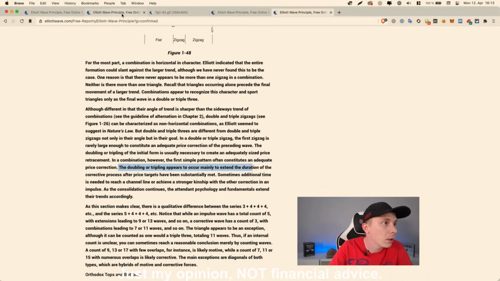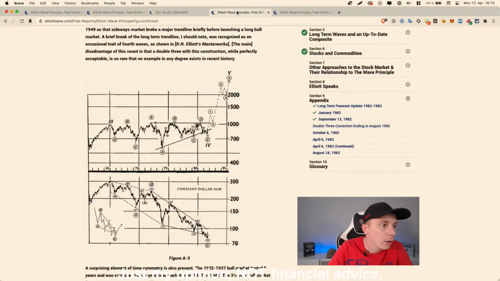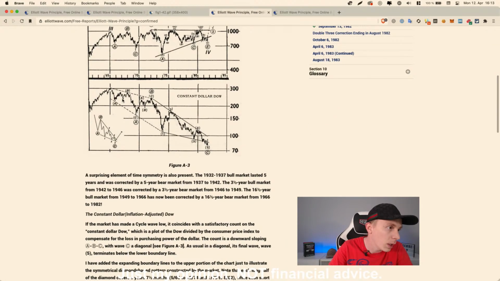So I want to go back here to the example, not this one. Did I close that page actually? Yeah, this one. So that's one example where Elliott also has a double 3 here. Or could be triple. A, B, C, and then their triangle starts. So it's actually the exact same pattern that we have, just ours is more sideways.